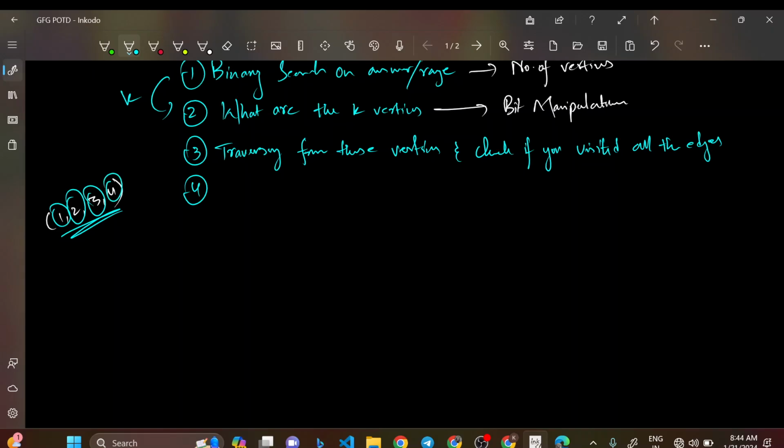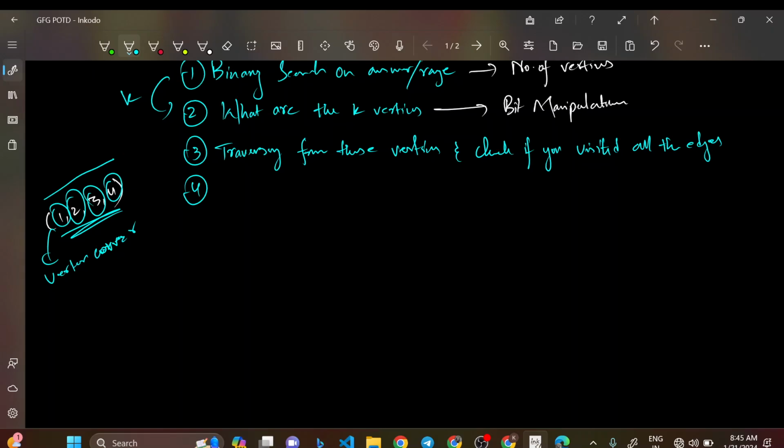Now if the total edges that I've visited after combining all these things is equal to the number of edges in the graph, that means I've got the required answer. That means this is a valid vertex cover. Okay, this is a valid vertex cover, right? I hope you people have understood this.